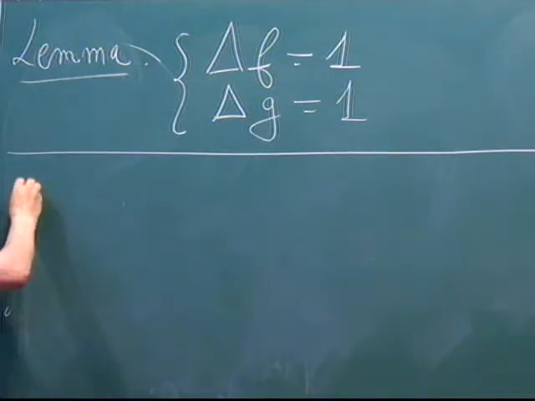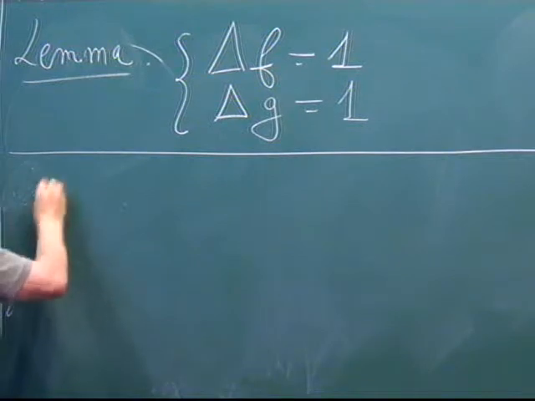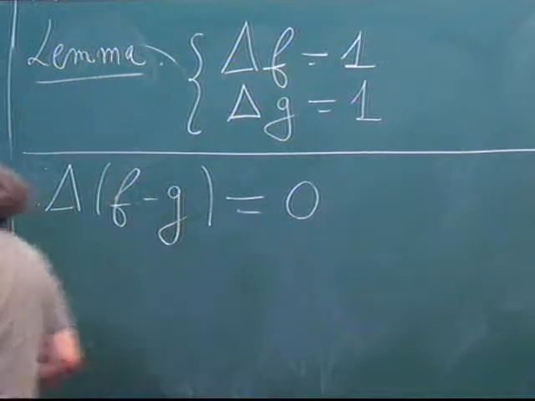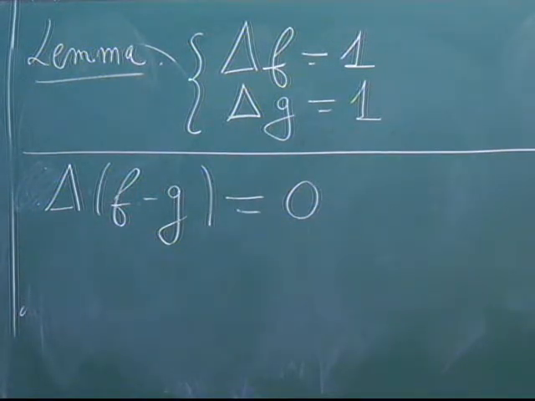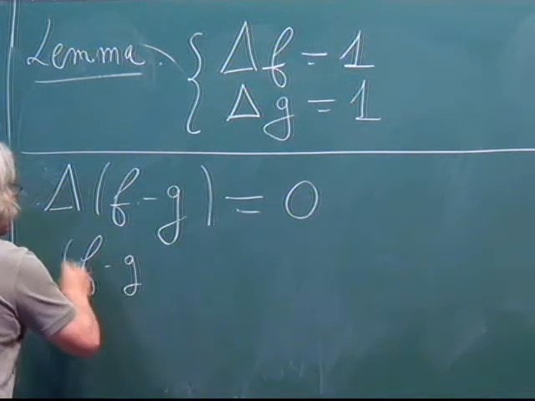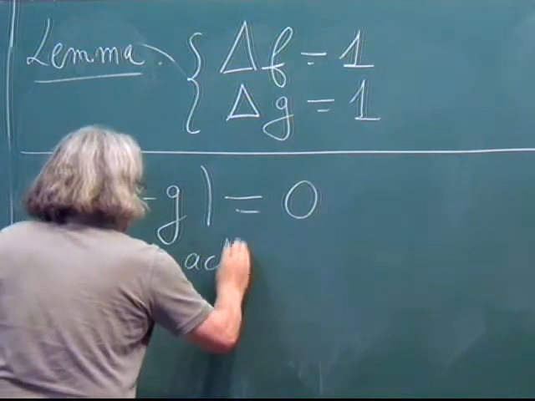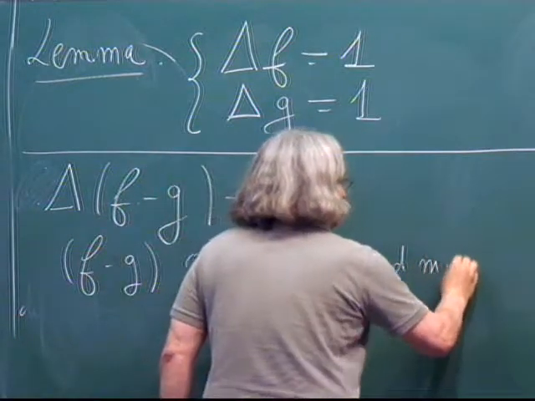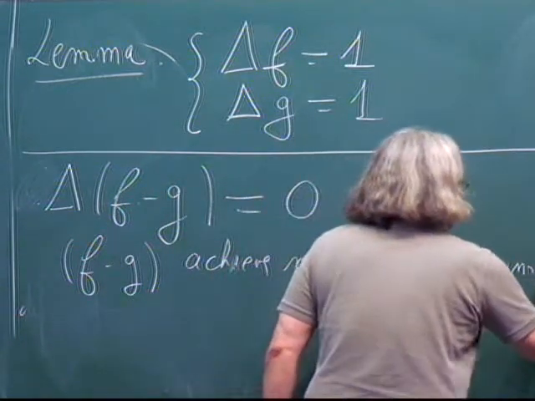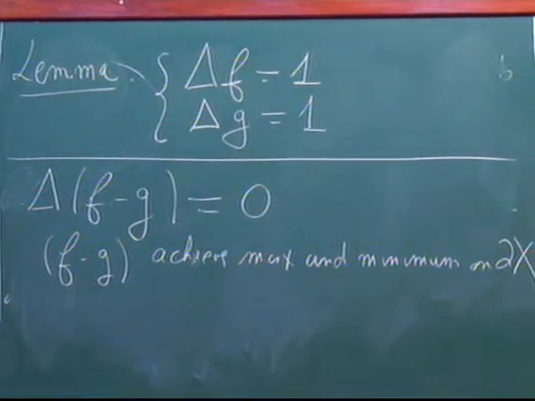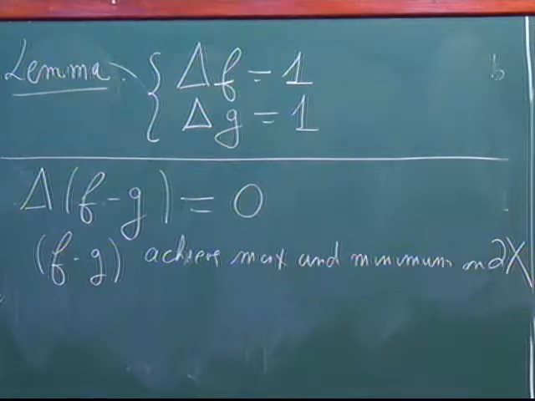Okay, so corollary. The difference between the two is a harmonic function, because both have Laplacian 1. Corollary: f minus g achieves maximum and minimum on the boundary. Like any harmonic function, it takes a maximum and minimum value on the boundary.